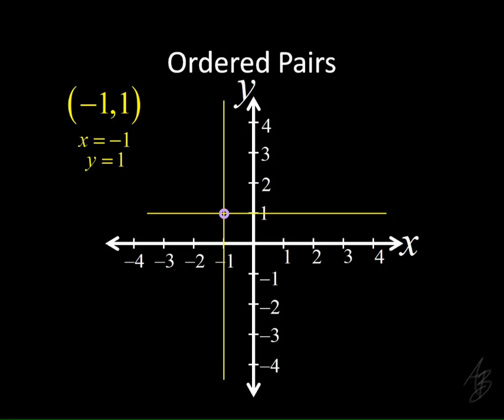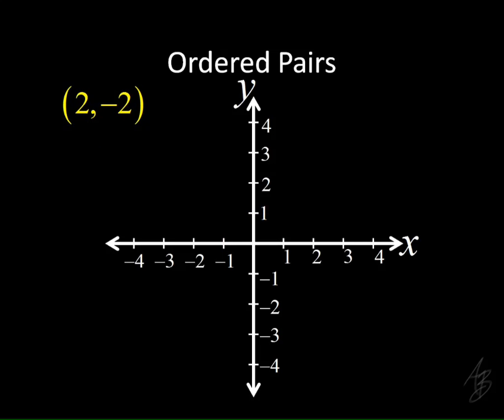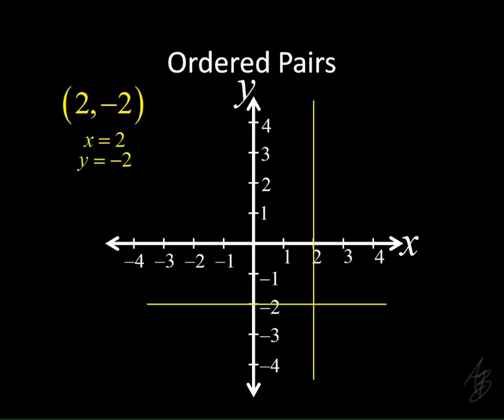Okay? 2, -2, that means that x is going to equal what? So, x equals 2, so we go to 2 on the x-axis. y equals -2, so we go to -2 on the y-axis. And so that point is going to be where they meet, right there.